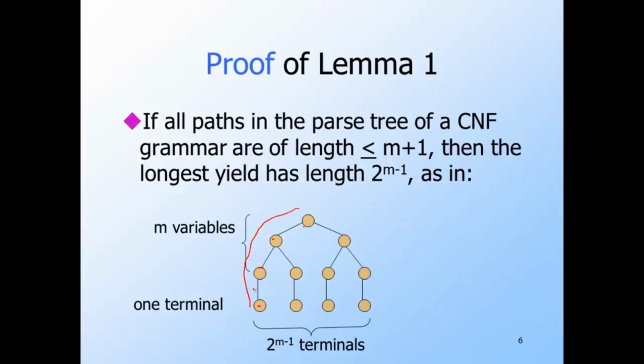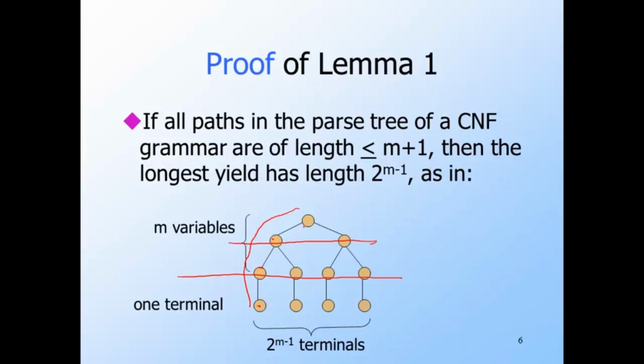If we forget about the terminals at the leaves, a parse tree in a CNF grammar is a binary tree. Thus, at each level, the number of nodes can at most double. There is only one node at the top level, the root. There can be only 2 nodes at the next level, 4 at the third, and 8 at the fourth, and so on. In general, there'll be at most 2^(m-1) at the mth level.